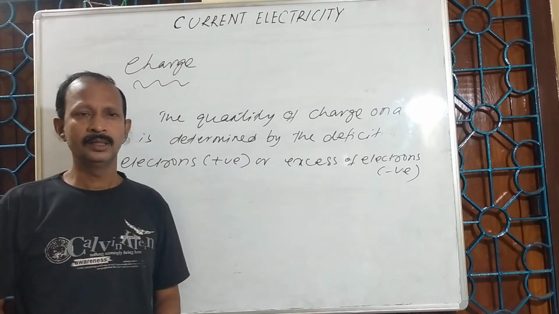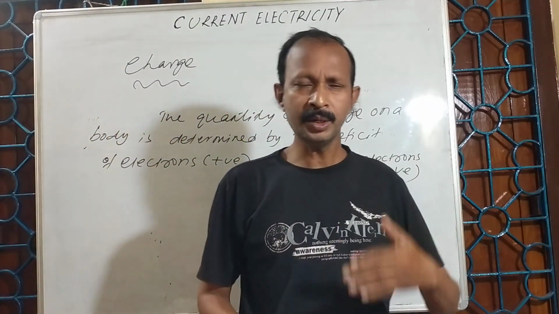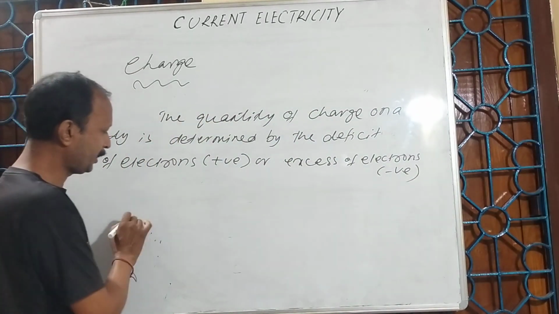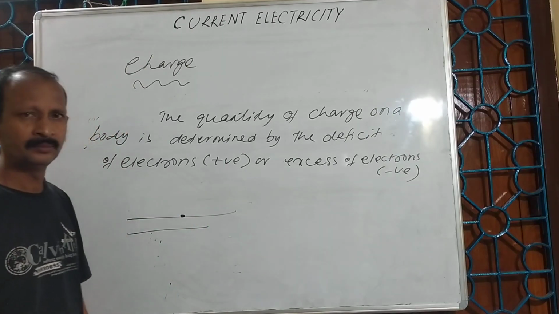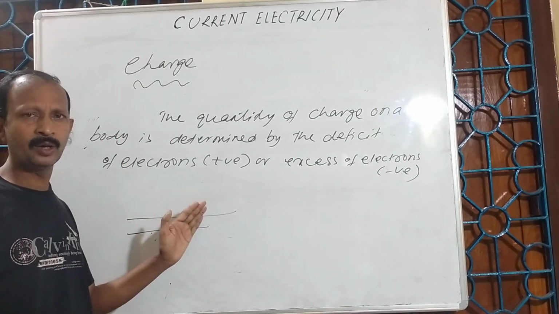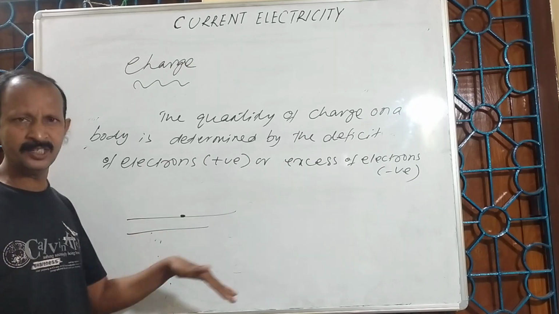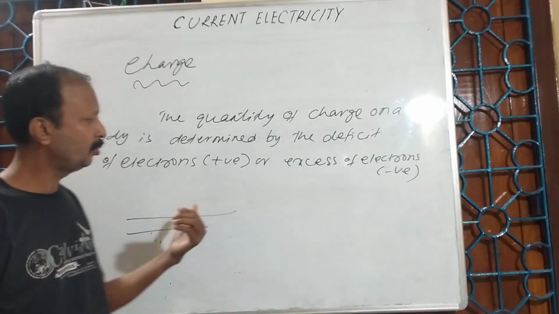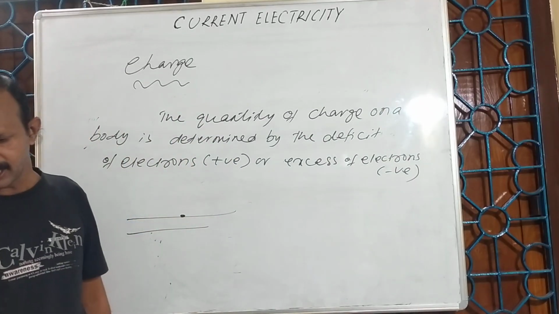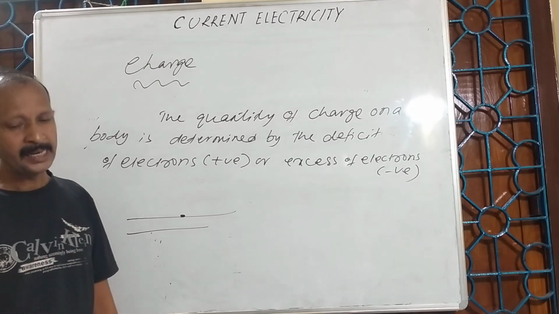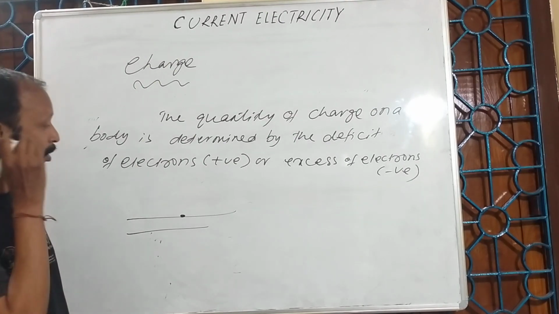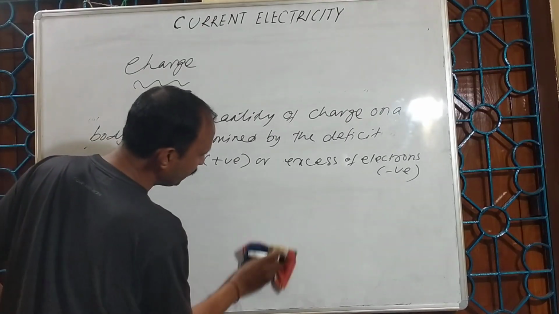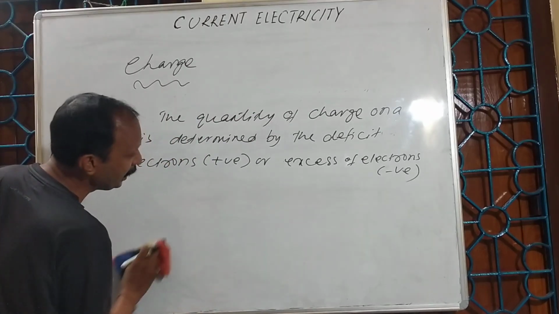If it is an insulating substance, or you can say a non-conducting substance, the charged particles reside at a point. It depends upon either an excess of electrons or a deficit of electrons at that point. If there is a deficit of electrons, we say it is positive charge. If there is an excess of electrons, we say it is negative charge. So I can say that the charge of a body completely depends upon the electrons.